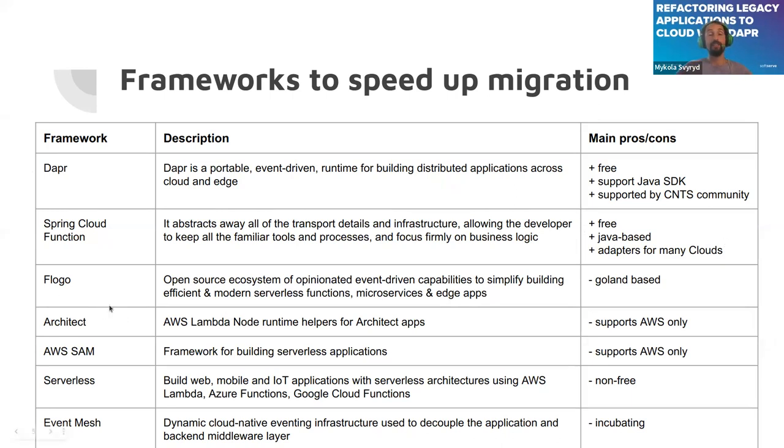Then we investigated Flogo, Architect, AWS SAM, Serverless, and Event Mesh, and they were just rejected for different reasons. Flogo was Go-lang based, and the business need was just for people who know Java. The next one actually supports only AWS, so it speeds up migrating to AWS, but that's it, no other cloud providers. The next one, Serverless, is non-free. Event Mesh also was attractive, but it's incubating, so we didn't want to put the migration at risk.